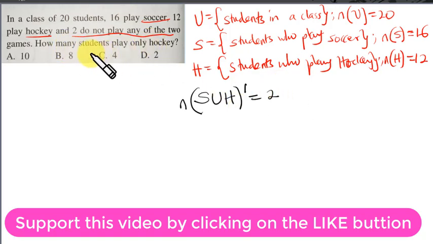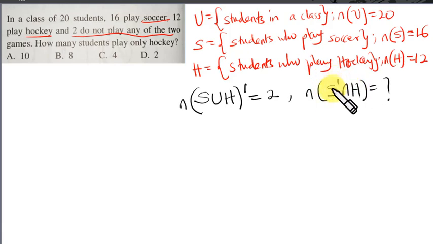So how many students play only hockey? So we have to find only hockey, and if you want to write only hockey, that is how we do it. The number of students in S complement intersection H is what we have to find. That is only hockey. Because it is only hockey, the S here is made complement, so that means it is not in S but it is only in H. Of course, so I can draw my Venn diagram here.